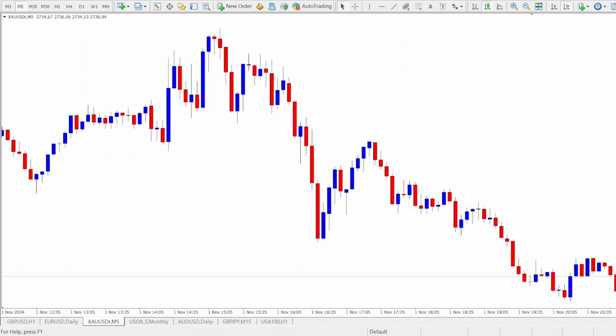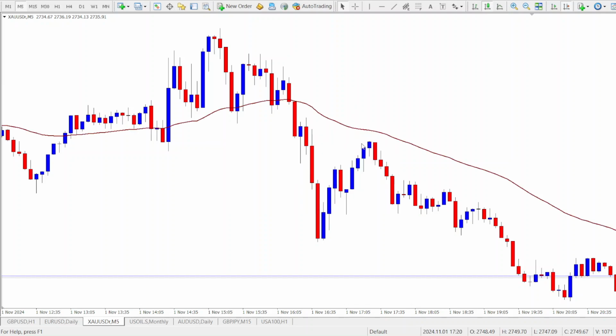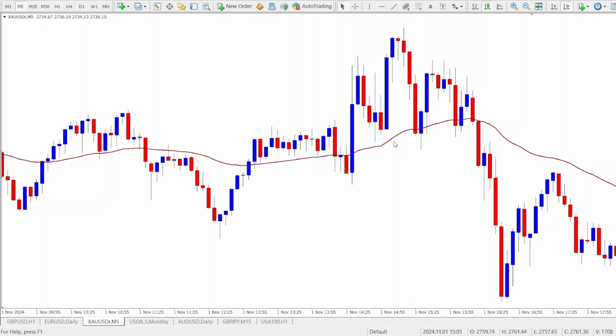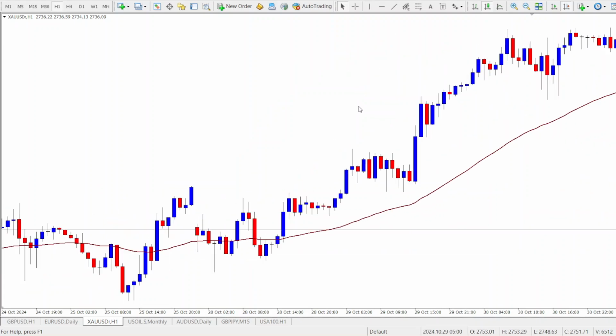The moving average is a classic for a reason. The moving average smooths out price fluctuations. I'm just going to be adding the moving average to the chart right away. I'm just going to use the 50 EMA. The moving average smooths out price fluctuations, giving you a cleaner view of the market's overall direction. So when you are using the moving average, I'm just going to go to the 1 hour charts. We're going to be using the 1 hour charts.